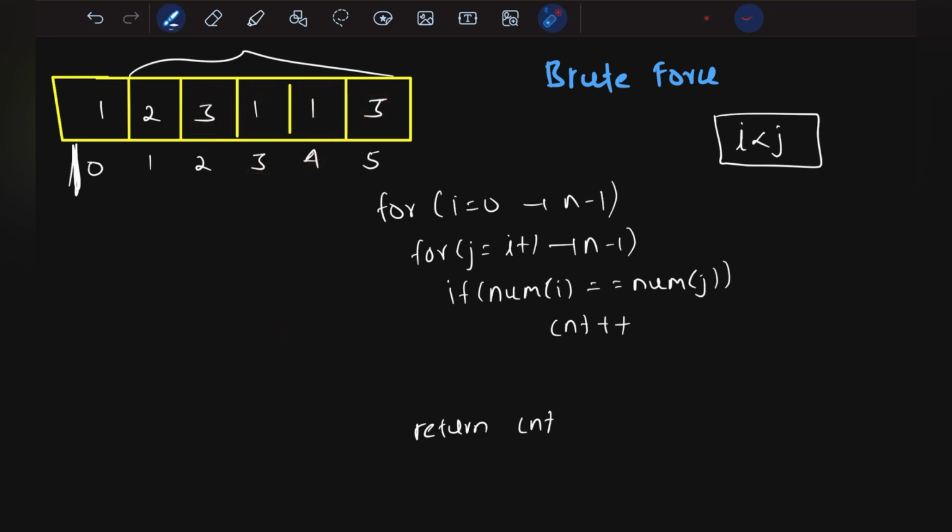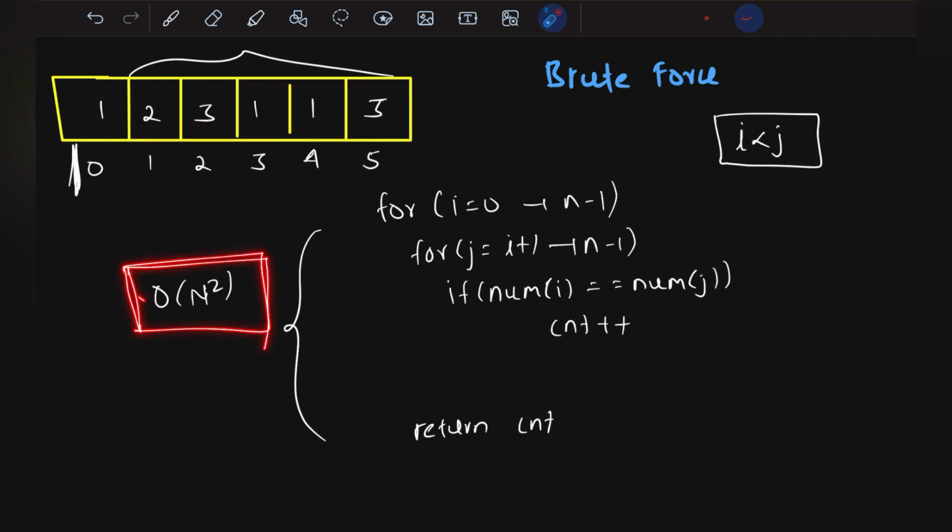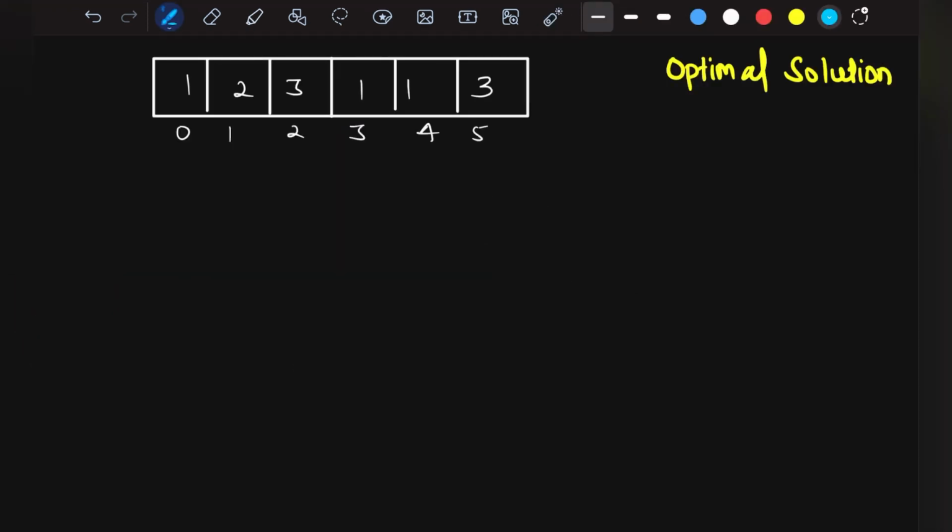So what will be the time complexity if you discuss it? For sure it would be O(n square), because for every single element we are checking the remaining elements, for this, for this and this. Therefore the total time complexity would be O(n square). So I hope you got the brute force solution. Let's look at the optimal solution for this question.